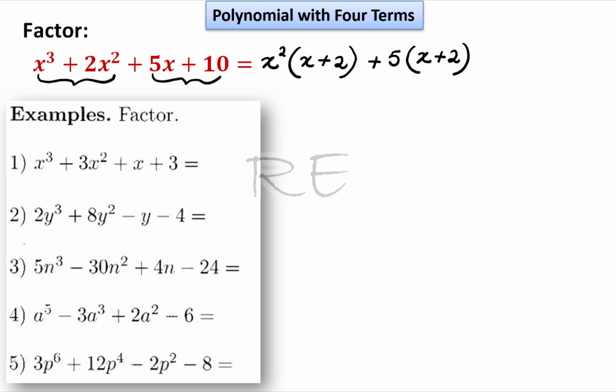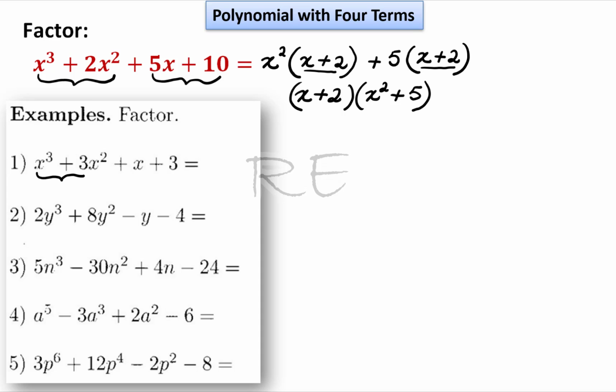Obviously, x plus 2 is the greatest common factor of these two terms. So we factor out x plus 2. Now we are left with x squared plus 5. And we're done.